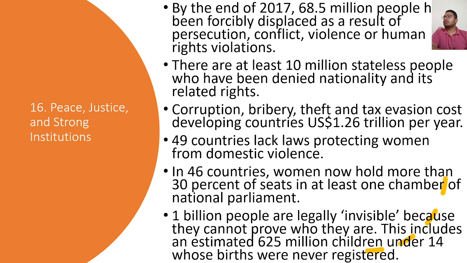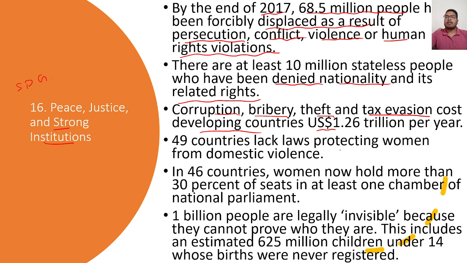So next, the fourth important SDG is peace, justice, and strong institutions. By the end of 2017, 68.5 million people had been forcefully displaced as a result of persecution, conflict, violence, or human rights violations. There are at least 10 million stateless people who have been denied nationality and its related rights. Corruption, bribery, theft, and tax evasion cost developing countries US $1.26 trillion per year.